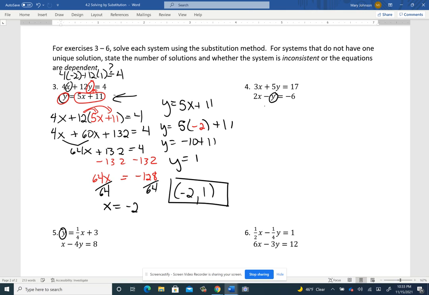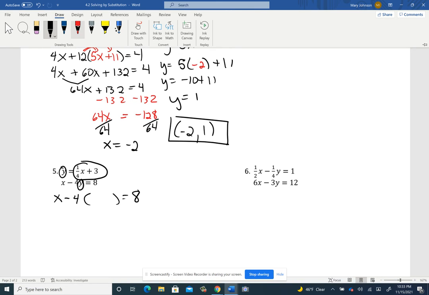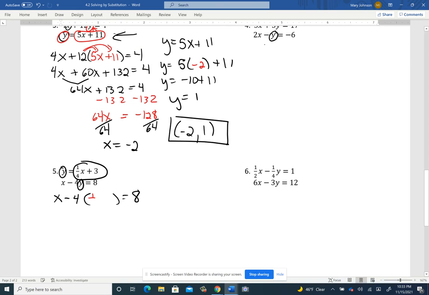Okay, number 5 is kind of like that, but it has a fraction that you got to deal with, but you know how to do that with your calculator. It's really not any different. Y's by itself, these y's should be the same. And I know that equal sign is telling me that y and 1/4 x plus 3 can be interchanged. So right there in that second equation where you see the y, I'm going to put 1/4 x plus 3.